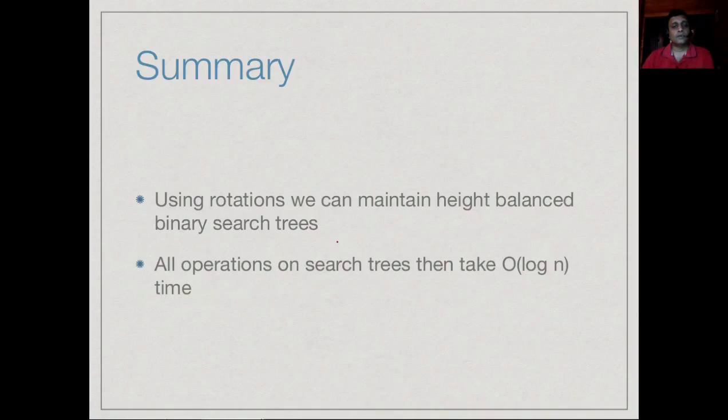To summarize, you can use rotations to maintain height balanced binary search trees. In a height balanced binary search tree, we have claimed that the height is going to be logarithmic in the size. And since all our operations are proportional to the height, because they all go along one path, all these operations, namely find, insert, delete, minimum, maximum, predecessor, and successor, can all be done in logarithmic time.